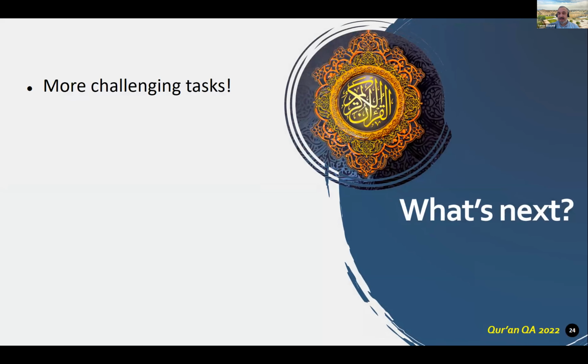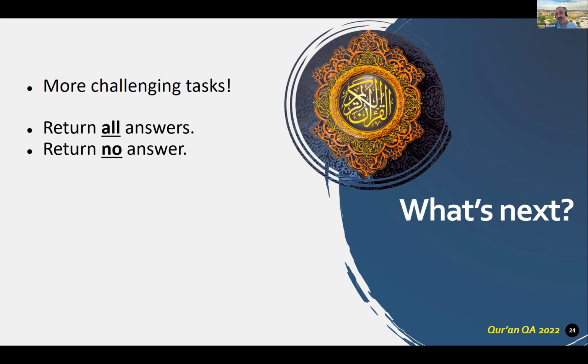Now, what's next for the next version of the shared task? I hope that there will be, inshallah, many versions. We started very simple this year with a simple task. We would like to propose more challenging tasks, inshallah, in the next version. Some of the ideas that we have, we might ask systems now to return all answers, not any answers. And sometimes also some of the questions might not have any answer in the passage. So the system should be able to say there is no answer instead of just giving any answer.